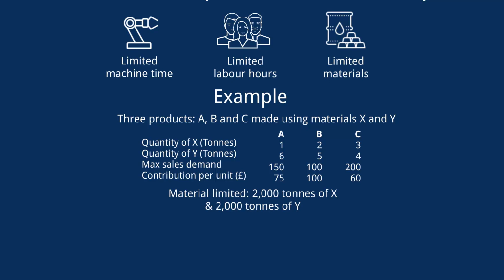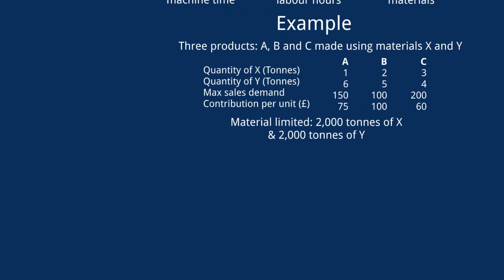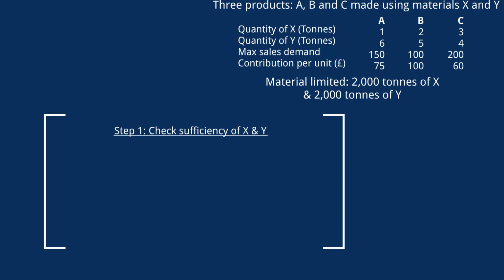And we actually have limited material. So our machine time and our labor hours is all right, but we have limited material. We only have 2,000 tons of X and 2,000 tons of Y. So that's going to be our limiting factor. And we need to know which products we should produce first to get the most contribution from the available production that we can make. So first step is to check the sufficiency of X and Y.